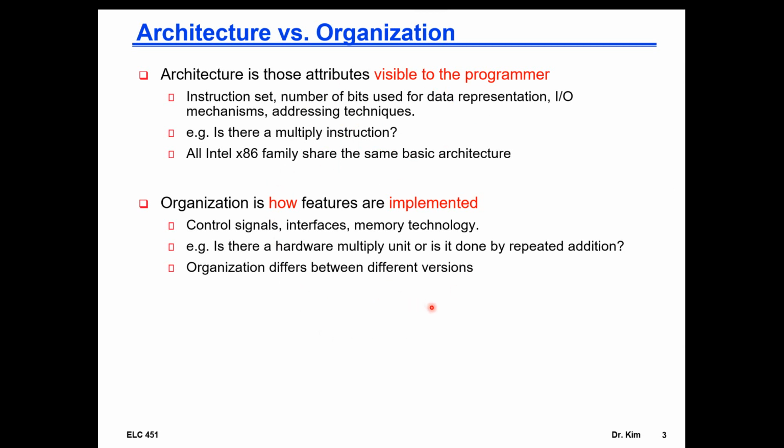So we're going to be talking a lot about architecture in chapter 2. Chapter 4 is a lot about organization. So that's a big sort of dichotomy, division.